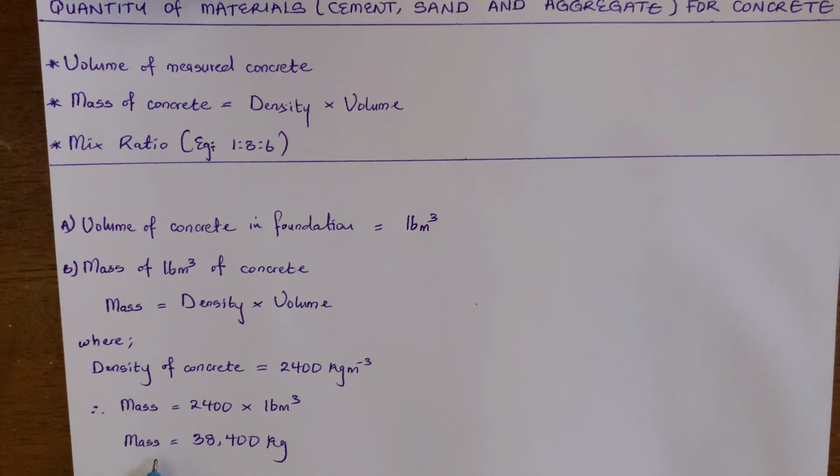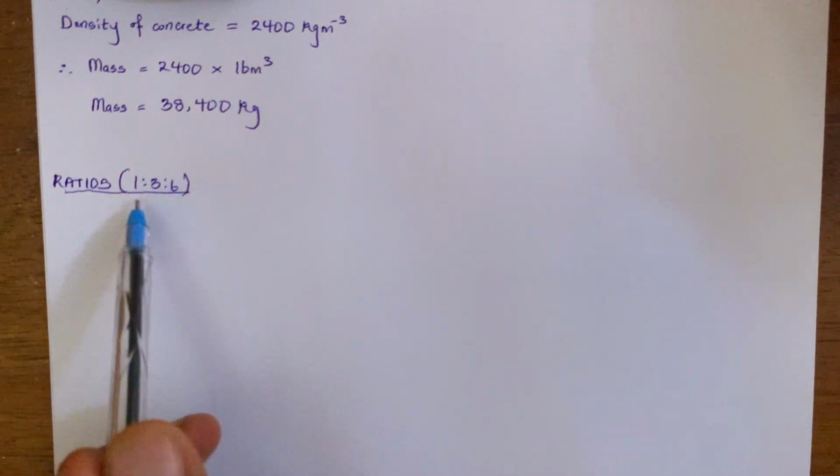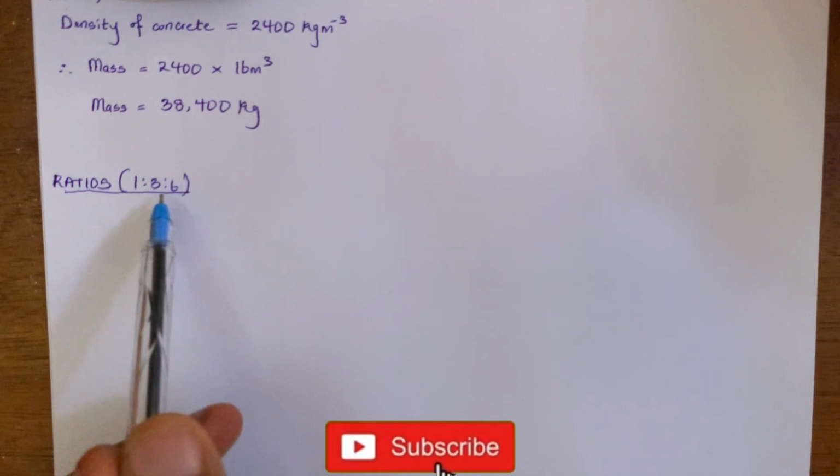So the next thing we now have to do is to determine the individual masses of the cement, sand, and aggregate, which will form this total mass for our concrete. So it means that if we use our mix ratio 1:3:6, we can know what mass of cement is making this 38,400 kilograms, as well as the sand, as well as the aggregate. So the next thing we now need to do is to determine our ratios. In order to determine our ratios, the first thing we're going to do is to find the summation of the ratios 1:3:6.